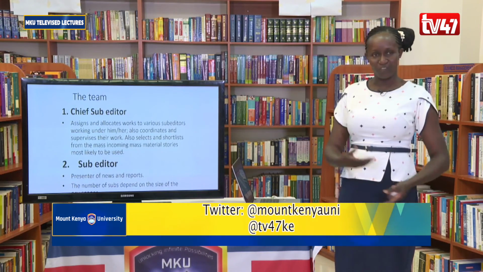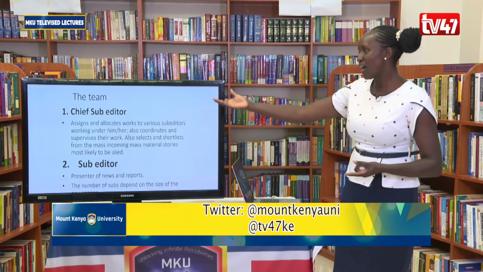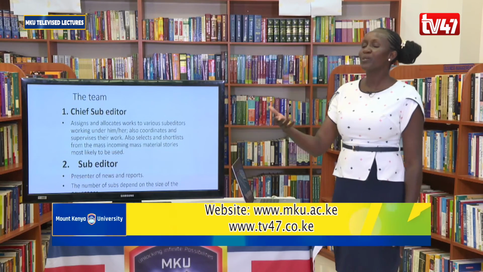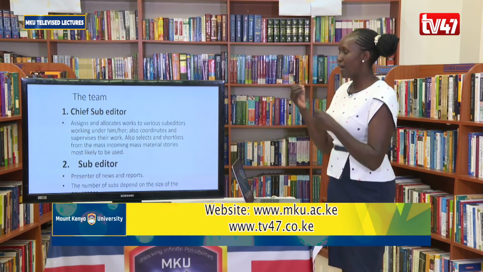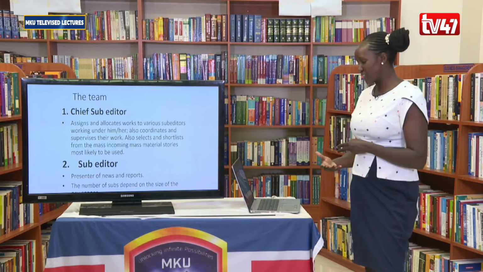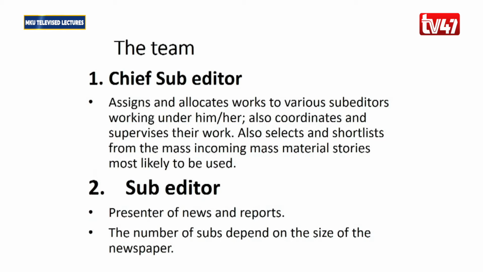So who's involved in editing, layout, and design? You have the chief sub-editor, and often you're told this is the person who allocates the stories to sub-editors, and the sub-editors work under him, and it is this person that actually does the supervising. But the chief sub-editor also helps to select the incoming material, guides the sub-editors in terms of which story is important, which one is not important. But even as he's doing it, note we said the first thing, he allocates work to various sub-editors.